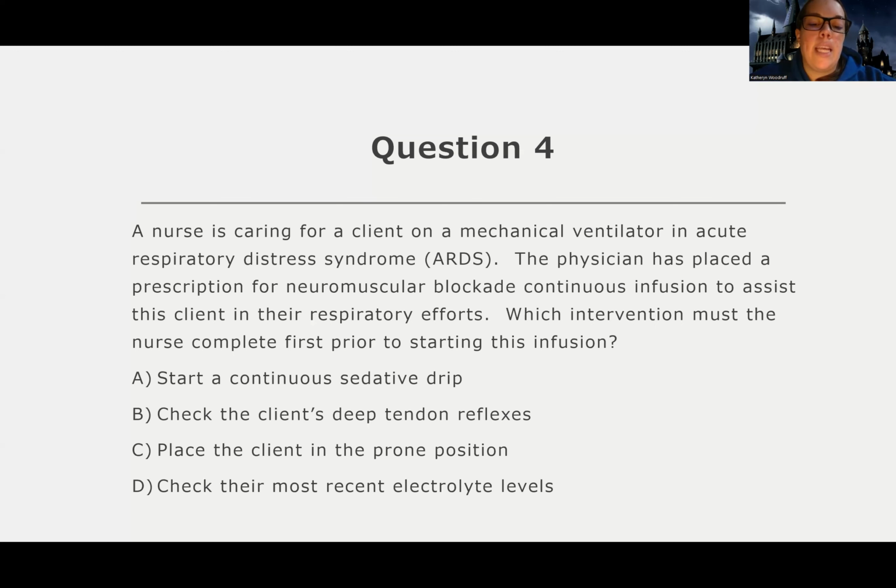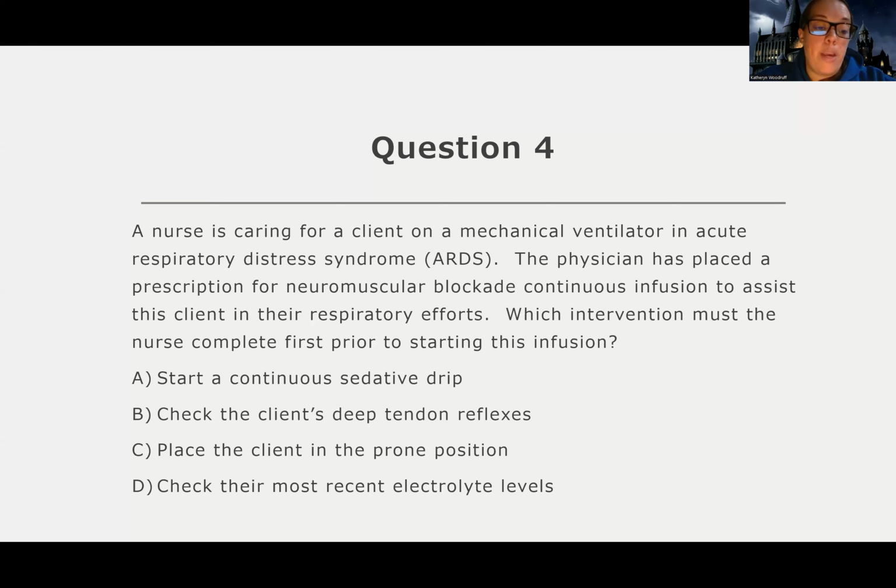So, place the client in the prone position. I know we use the prone position for ARDS, and if I read this question really quickly, I may choose that option. But you have to see what the question's asking you. It's saying, do I need to put the patient in a prone position before I start a paralytic? I don't think they have to be prone for a paralytic to be started. Does this patient with ARDS maybe need to be in the prone position? Maybe, but that's not what the question's asking me. The last one, check their most recent electrolyte levels.